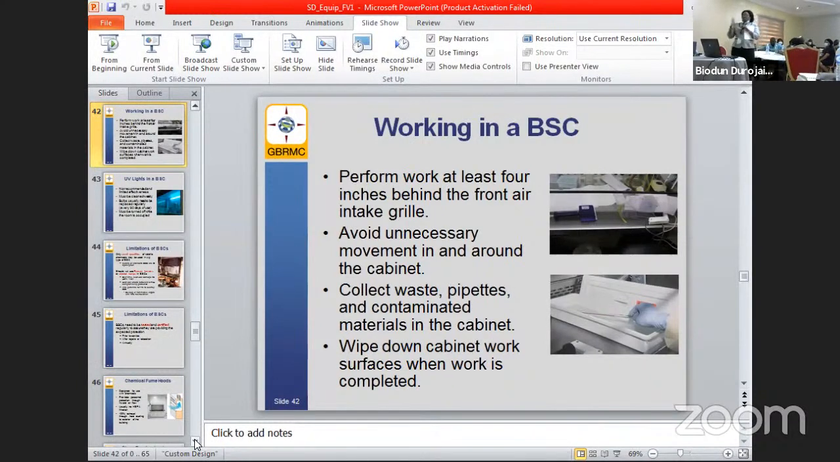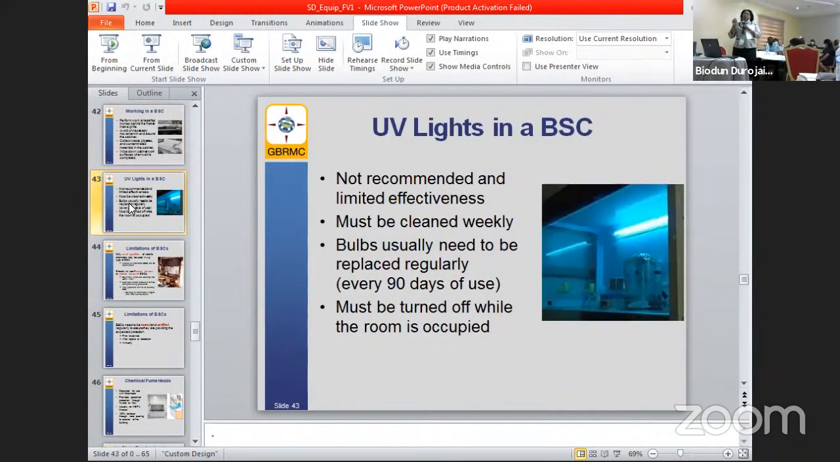So the UV lights in the BSC, you can see the UV light, not recommended and of limited effectiveness. It must be cleaned weekly, I'll come back to this. The bulbs usually need to be replaced regularly, every 90 days of use. It must be turned off while the room is occupied. We are aware that UV light on its own is a safety issue. It is only when it is absolutely necessary, based on your risk assessment, that you will use it. Some people put on the blue light and keep it on, and they are walking there, exposing themselves to danger.